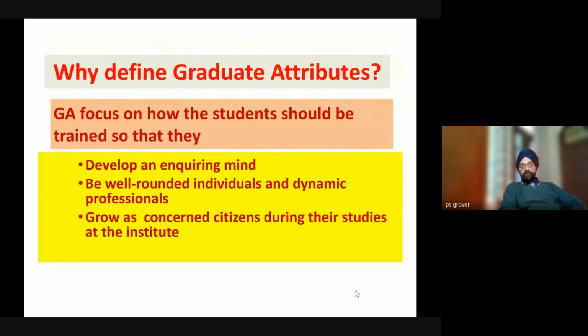So, why should I define graduate attributes? Graduate attributes focus on how students should be trained. If you want a student to be a critical thinker, a good technician, a good doctor or a good engineer, that means they will have certain attributes. Those are the graduate attributes. So focus on graduate attributes.